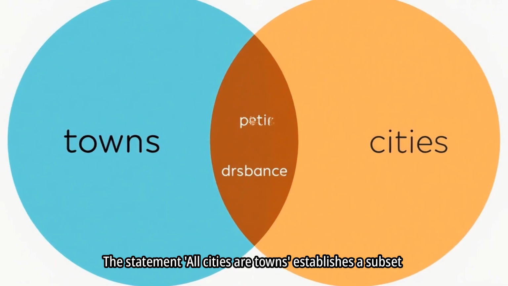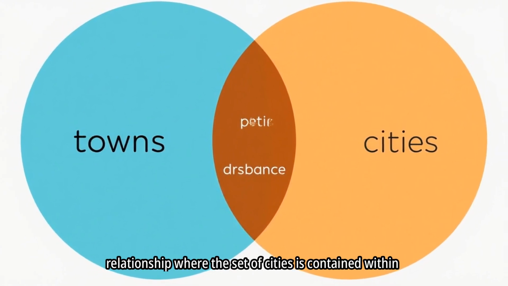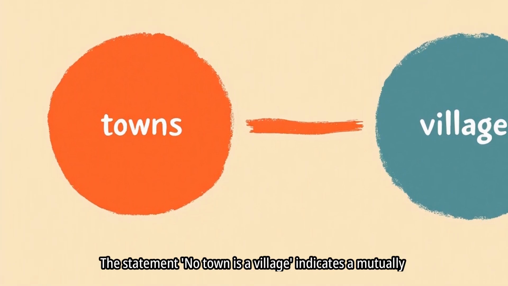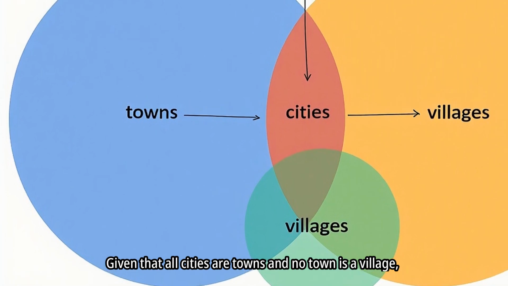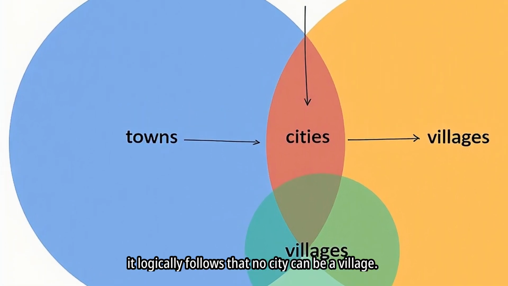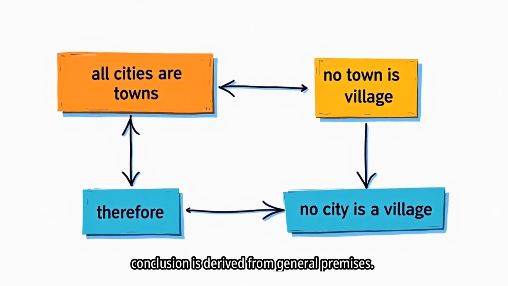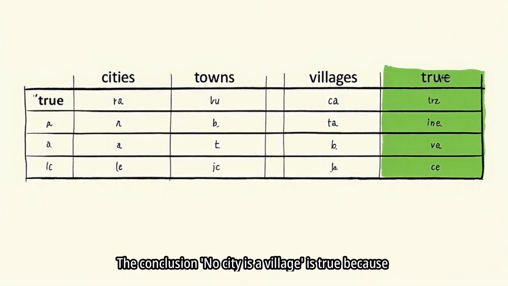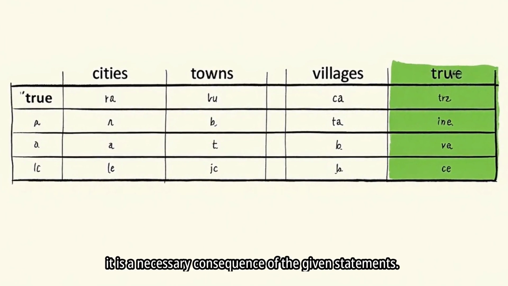The statement, all cities are towns, establishes a subset relationship where the set of cities is contained within the set of towns. The statement, no town is a village, indicates a mutually exclusive relationship between towns and villages. Given that all cities are towns and no town is a village, it logically follows that no city can be a village. This is an example of deductive reasoning, where a specific conclusion is derived from general premises. The conclusion, no city is a village, is true because it is a necessary consequence of the given statements.